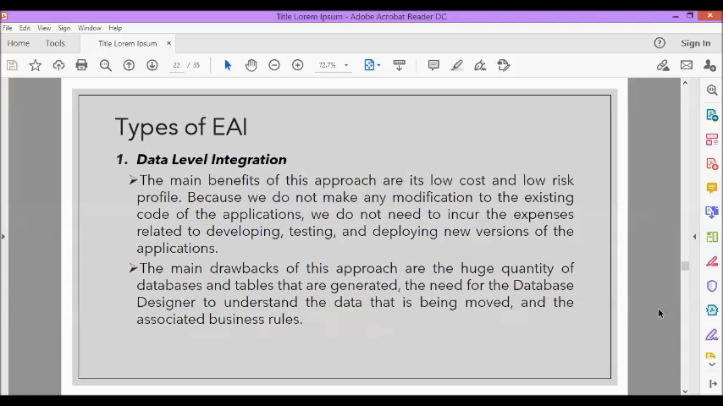So the main benefits of this approach are its low cost and low risk profile, because we do not make any modification to the existing code of the applications. We do not need to incur the expenses related to developing, conducting various testing, and deploying new versions of the applications. The main drawbacks of this approach are the huge quantity of databases and tables that are generated, the need for the database designer to understand the data that is being moved, and the associated business rules.